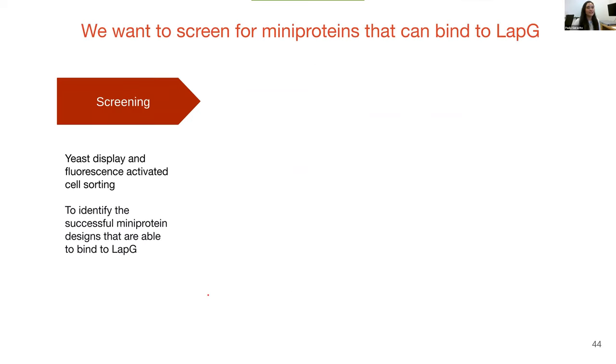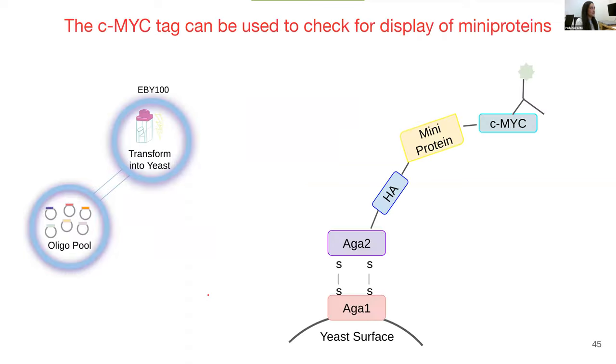So the initial idea of using yeast display was for screening. We wanted to use fluorescence activated cell sorting to be able to find binders to LabG. Once you get the oligo pools, you can transform them into yeast, and then you can use the AGA system to display your mini proteins. And then you can also put a MYC tag to use flow cytometry, with the idea that if this is present, it means the mini proteins are also being displayed.